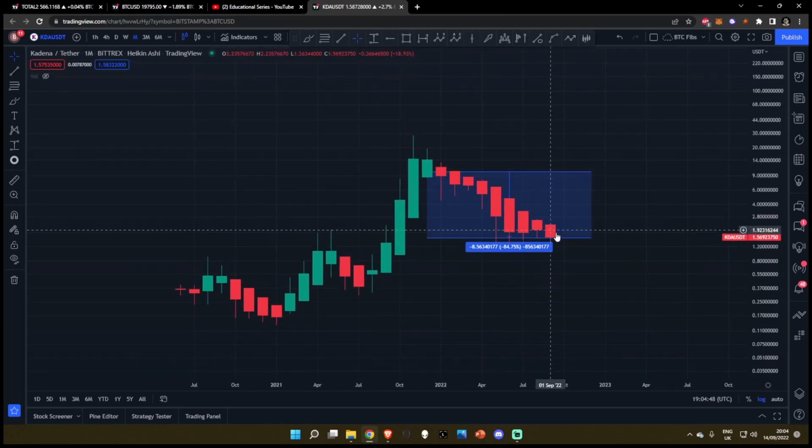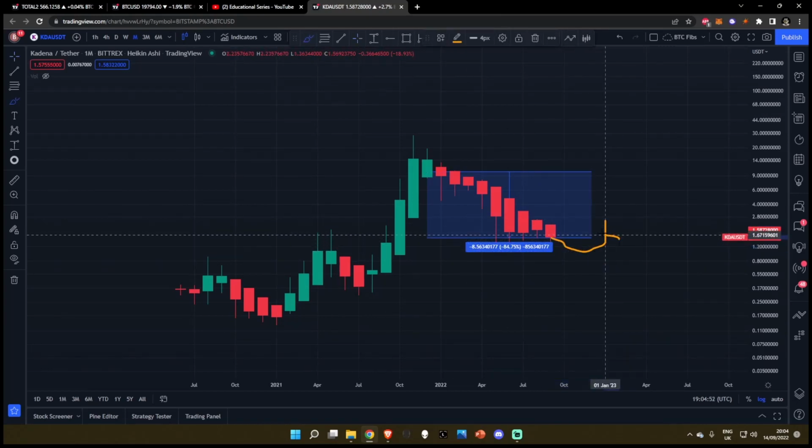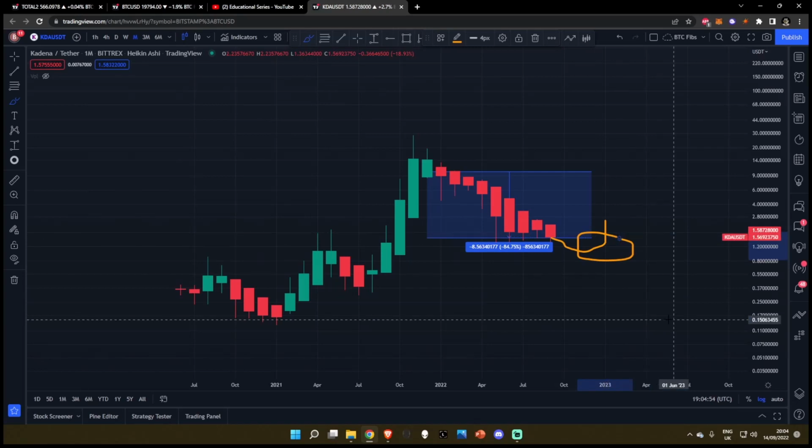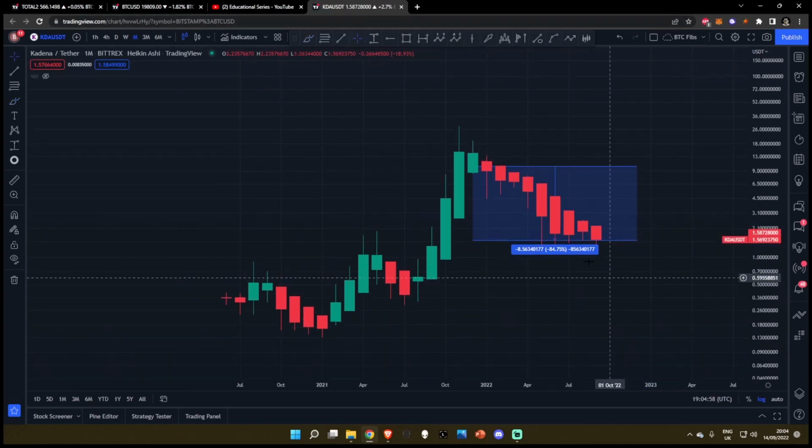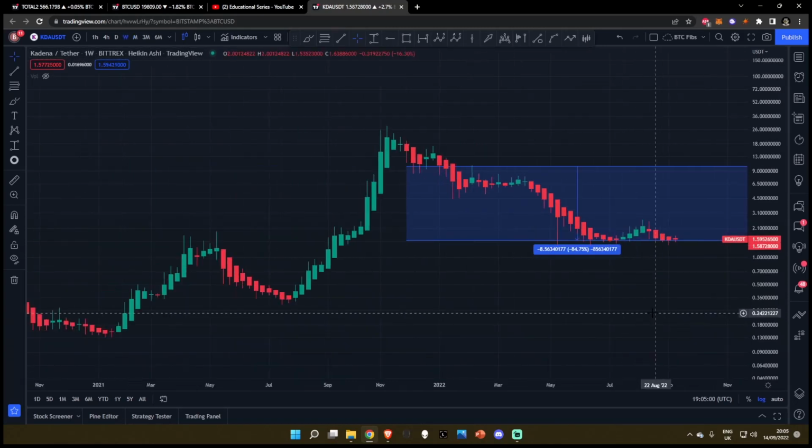And on that same accord, when KDA does start to finally flip back into its first green Heikin-Ashi candle, you can best believe that I'm going to be lining up to buy a boatload of KDA. Now, let's head down to the lower price targets.